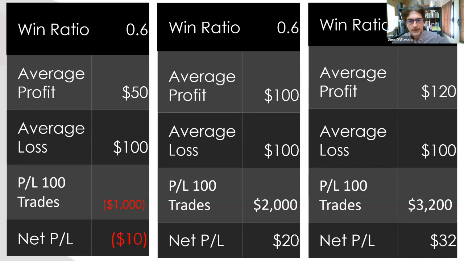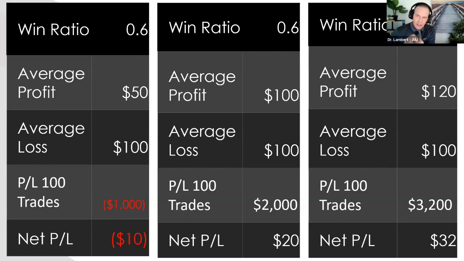Now, consider the middle table, where we have a 60% win ratio again, but the average profit is $100 and the average loss is also $100. Over 100 trades, you would make $2,000. So already by maintaining an equal average profit and average loss, your trading results improve dramatically. You go from minus $10 to a plus $20 profit per trade.